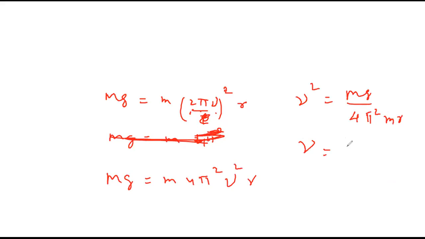So nu equals 1 upon 2 pi root of Mg upon small m into r. 1 upon 2 pi root of capital Mg upon capital Mg is printed, equals, into r. One minute, 175. So capital Mg upon m into r, r is L sin theta.